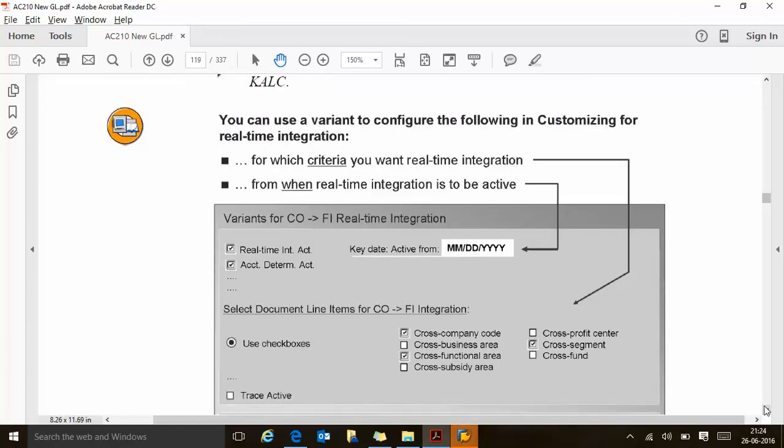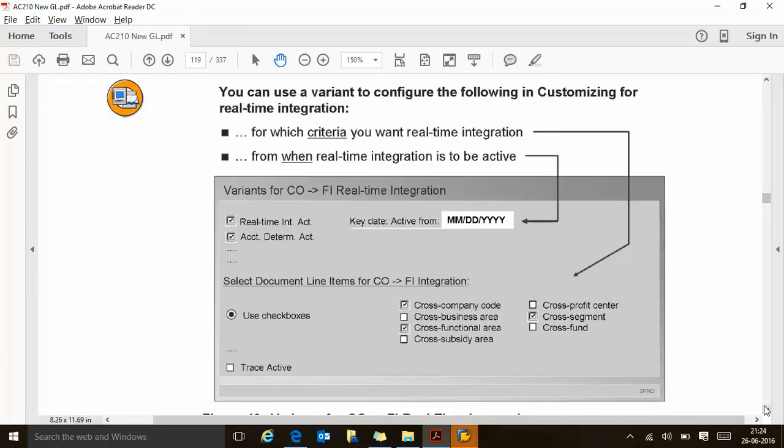You can use a variant to configure the following in customizing real time: for which criteria you want real time, and from when real time is to be active. So the moment you are in new GL, you can tell the system from this date I want this to be active. And what are the criteria? Cross company code, cross business area, cross profit center, when you want this new FI to CO reconciliation active.